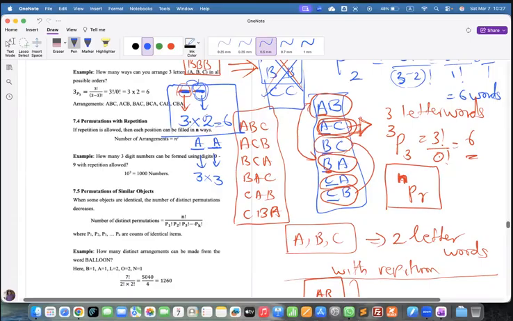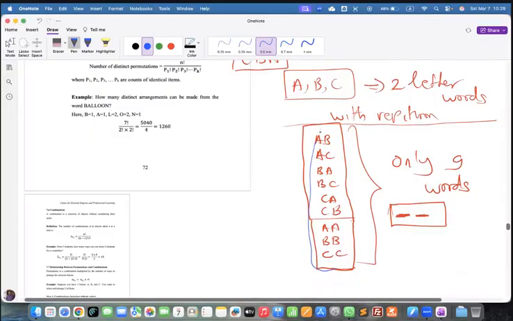In the previous case, the first position has 3 ways and the second position has 2 ways. Why? Because if you already select A, we have only 2 letters left. That's why we consider 3 into 2. But with repetition, we select the first letter in 3 ways, and the second position also has 3 ways. Why? Even if you select A for the first position, for the second position you have a chance to select the same letter. So 3 into 3, 9, right? This is how we get this 9.